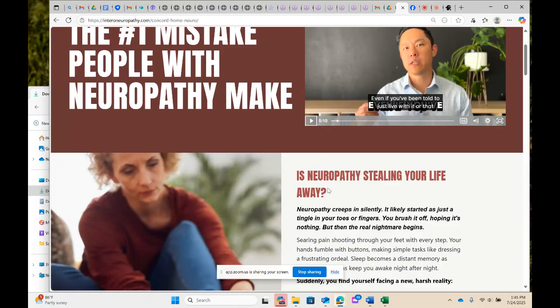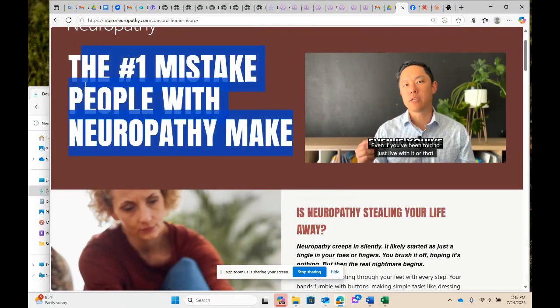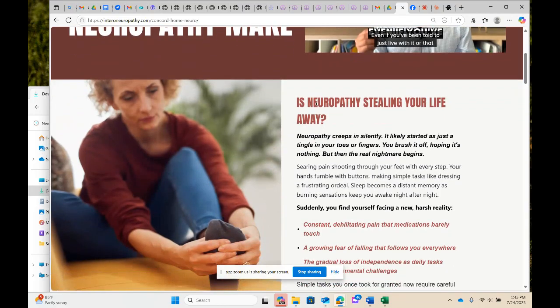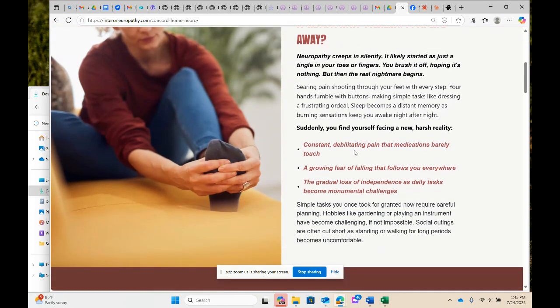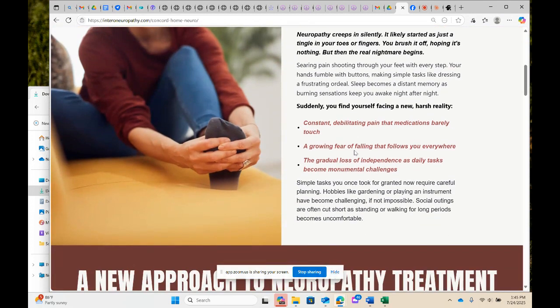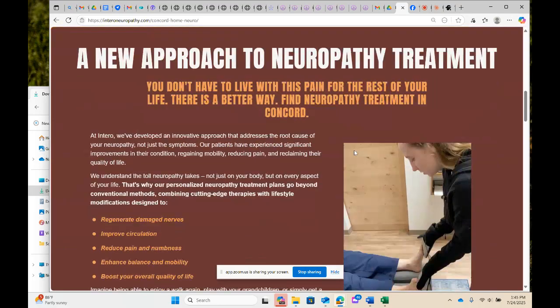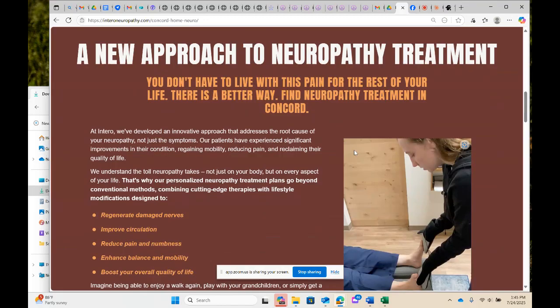So, is neuropathy stealing your life away? This could be an ad right there, right? And this is another one right here. The number one mistake people with neuropathy make. Neuropathy creeps in silently. It likely started as just a tingle in your toes or your fingers. You brush it off, hoping it's nothing, but then the real nightmare begins. Shooting through your feet every step of the way. So I'm not going to read this whole thing, but this is really good content that I will take and post into AI so that I just have access to all the content.